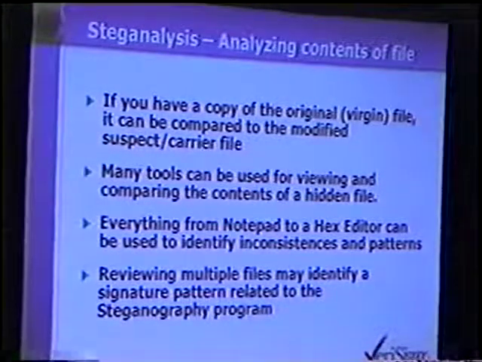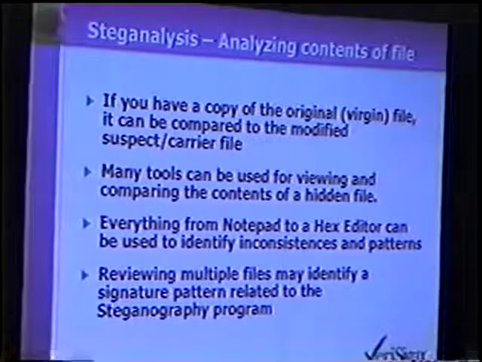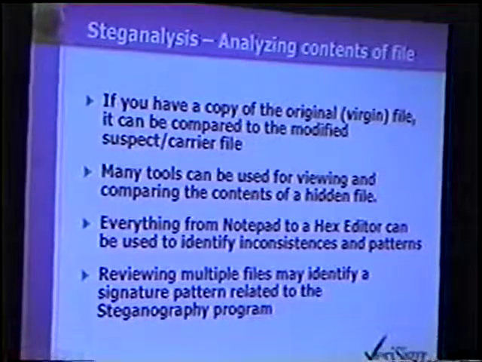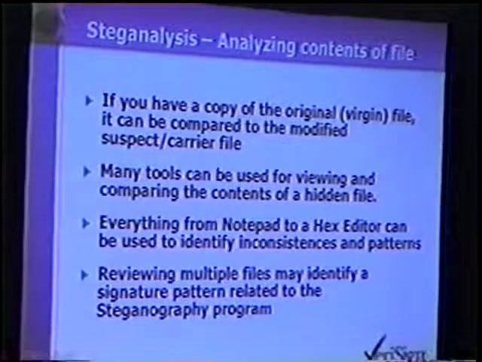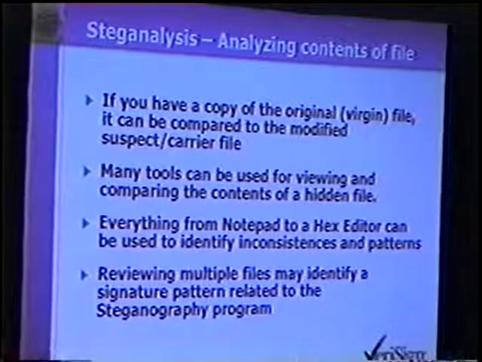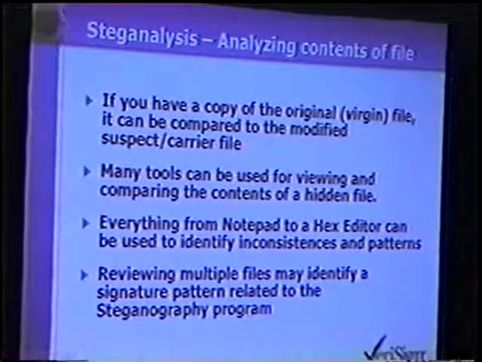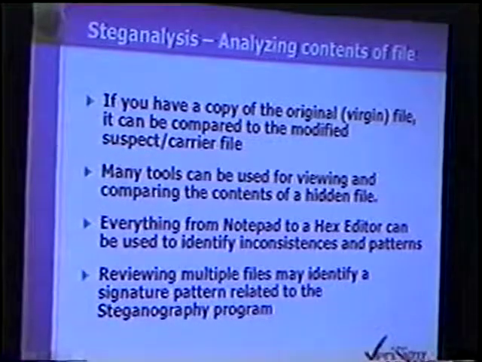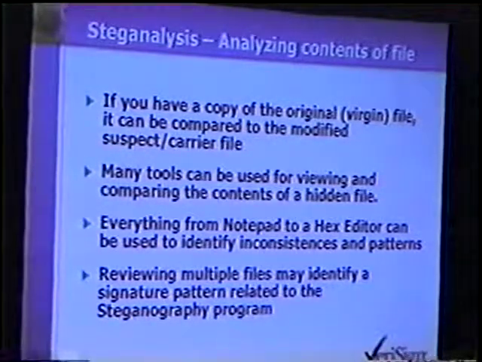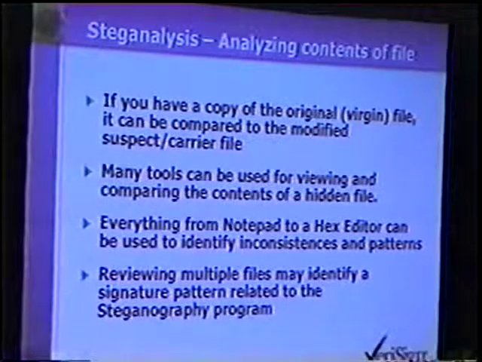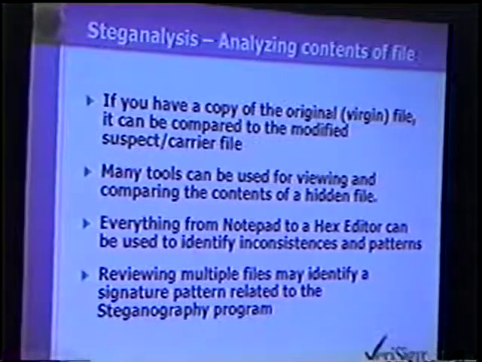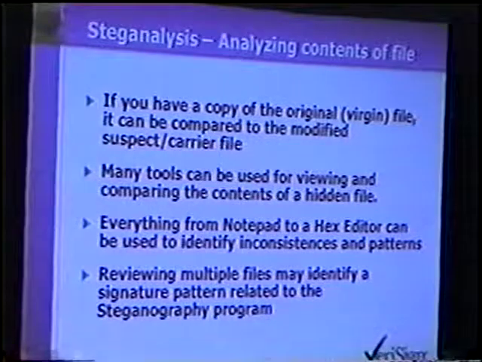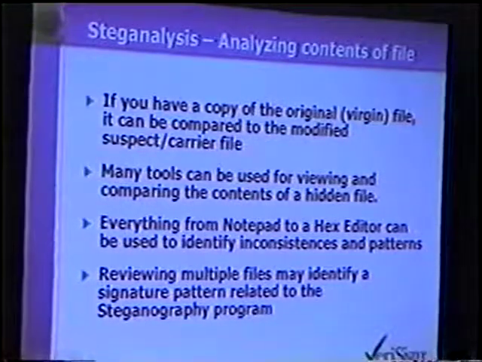Okay, so if we have a copy of the original virgin file, it can be compared to the modified suspect or carrier file. Many tools can be used for viewing and comparing the two files. We can use everything from Notepad to some type of hex editor or something else. One of my personal choices is WinHex, but there's certainly a whole bunch of other hex editor type programs out there. And we can use this to identify inconsistencies between the two files. So reviewing multiple files may identify a signature pattern related to the steganography program.